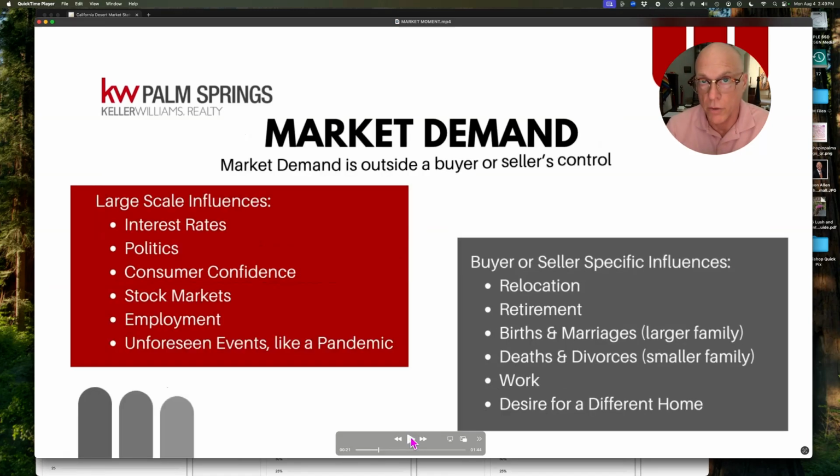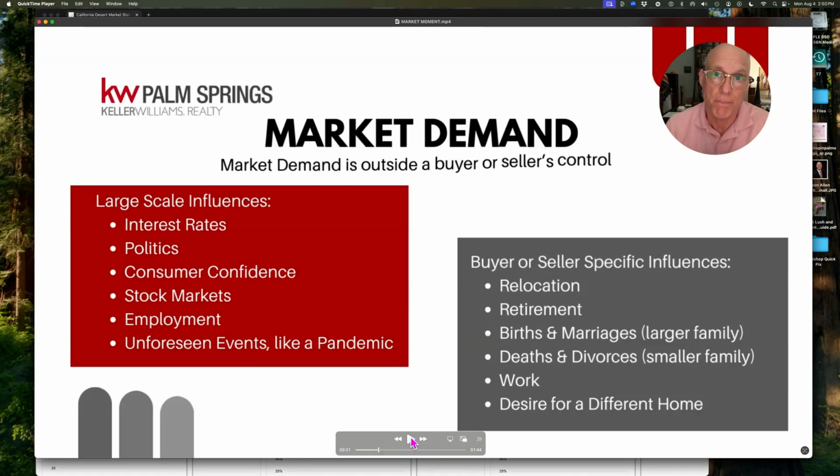The third thing that influences a property's value is market demand. As you can see here, the market demand is outside both the buyer and the seller's control. Large-scale influences include interest rates, politics, consumer confidence, the stock markets, unemployment or employment rate, and then unforeseen events. Buyer-specific influences that will determine market demand include a relocation, retirement, births and marriages, so a larger family, deaths and divorces, smaller family, work, desire for a different home.